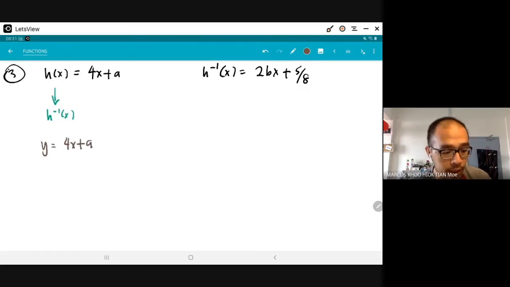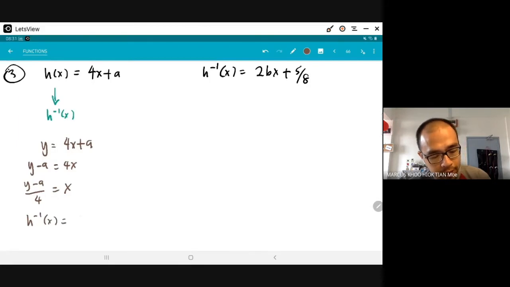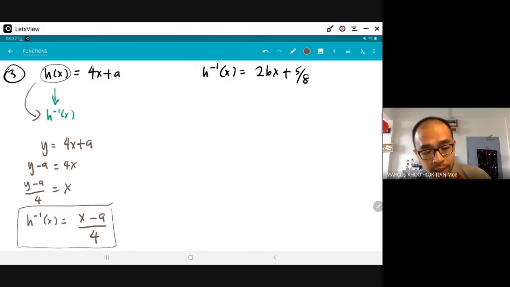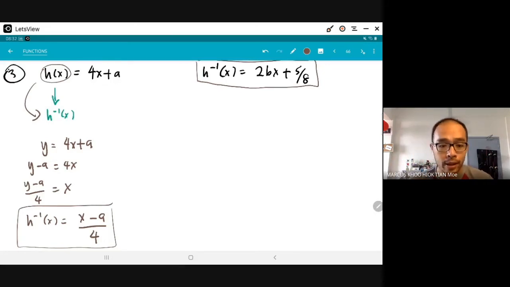Then we move things around. y minus a equals to 4x. So (y minus a) over 4 equals to x. Therefore, h negative 1 of x equals to (x minus a) over 4. So that is what we do first. From the original h(x), we convert first to the inverse function. After that, you get this inverse function, and this is the inverse function given in the question. So you compare.